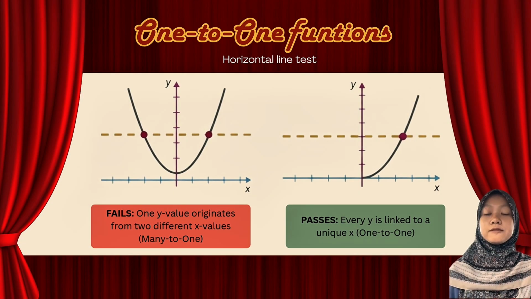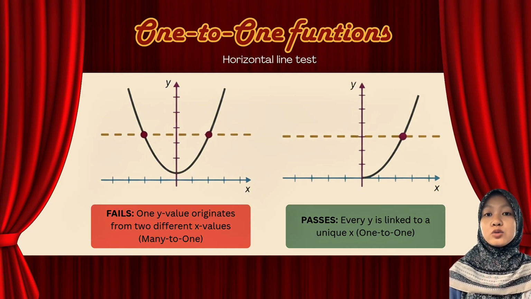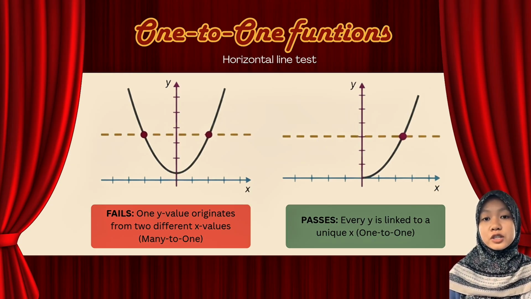Next, to determine whether the function is one-to-one, we can use a horizontal line test. If any horizontal line intersects the graph more than once, it is not a one-to-one function. But if every horizontal line only intersects the graph only once, it is a one-to-one function.